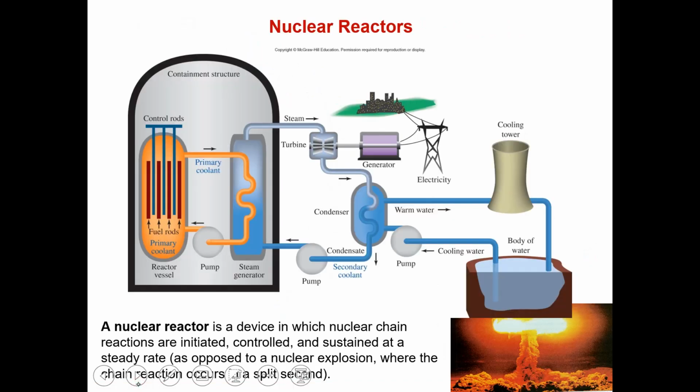So in a nuclear reactor, what we do is we have a nuclear chain reaction in a controlled environment. So it's initiated within a controlled environment and sustained at a steady rate. So it's different from a nuclear explosion where all of that would occur in a split second. We have this reaction controlled and sustained at a steady rate, and we can use that energy and the heat that's produced to provide electricity.